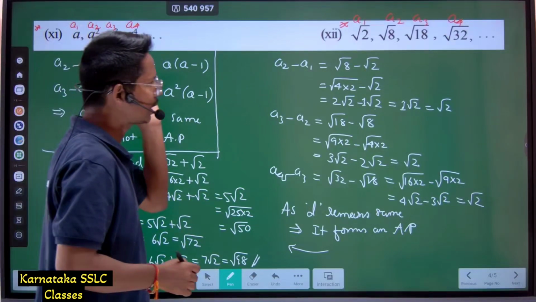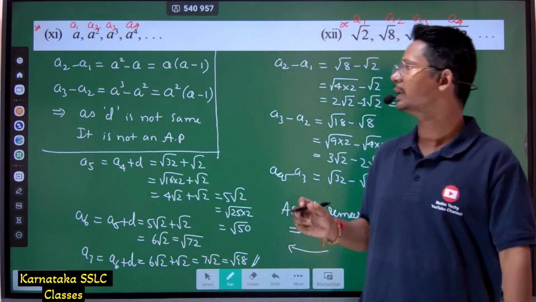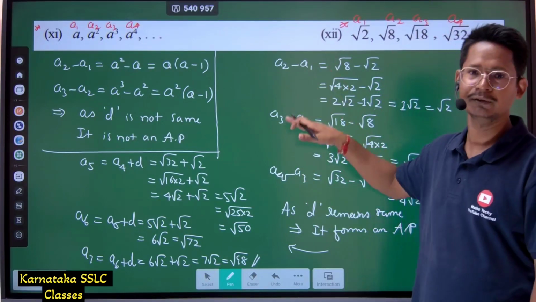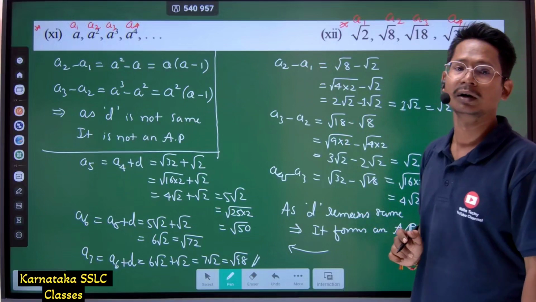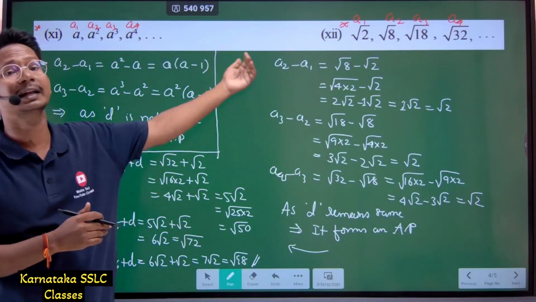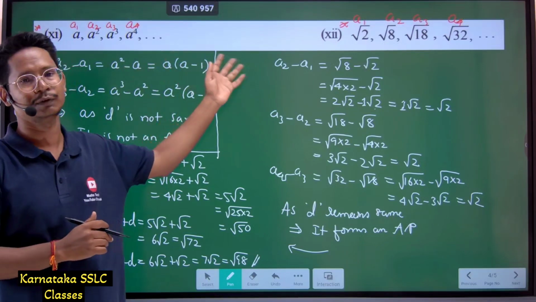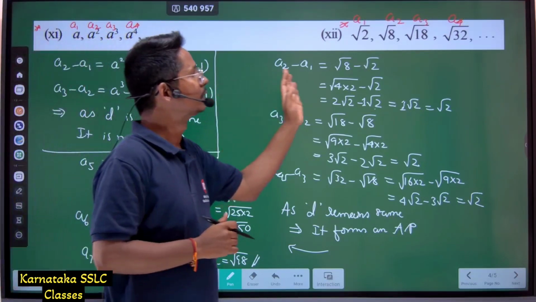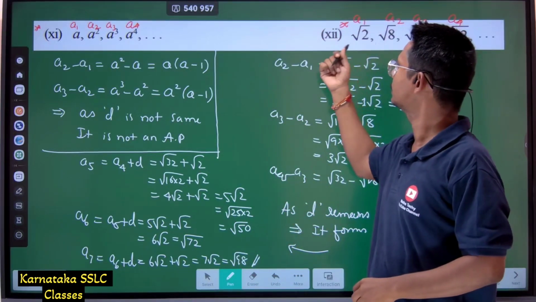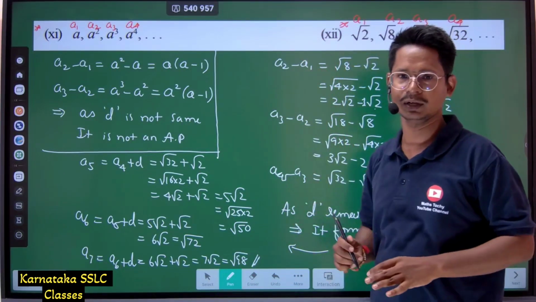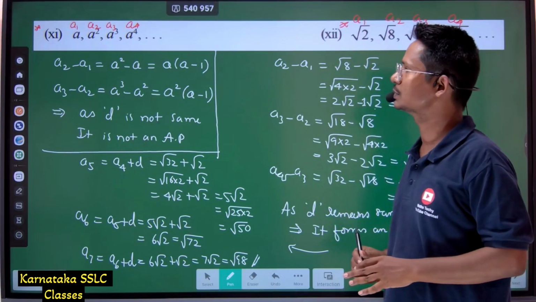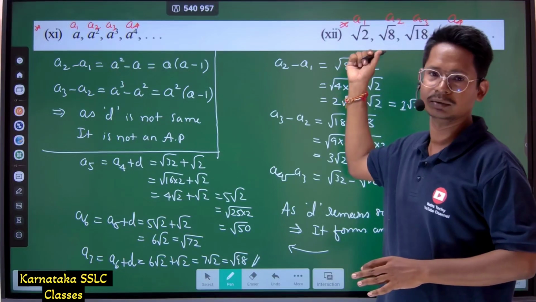So this is how we find the next three terms, by finding the common difference and deciding whether it is an AP. If it forms an AP, then only I can find the next three terms. Otherwise, no need to find the next three terms. Based on this question we have other questions as well. So I hope you are going to do the next kind of questions which are related to question number 12.